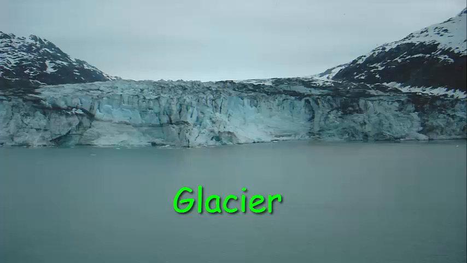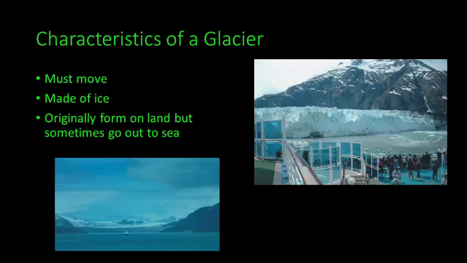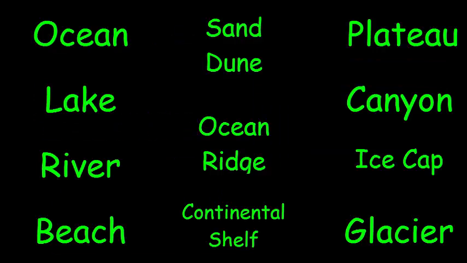Lastly, let's talk about the characteristics of a glacier. One thing to remember about a glacier is that to be considered a glacier, it must move. Glaciers are made of ice and originally form on land, but sometimes they go out to sea. Glaciers may even form on land and then extend into the water. Glaciers are, of course, found in very cold climates, such as Alaska. This concludes our lesson on the characteristics of geological features of Earth.